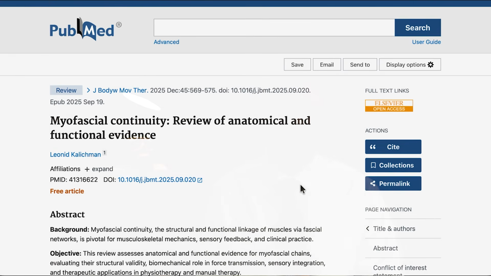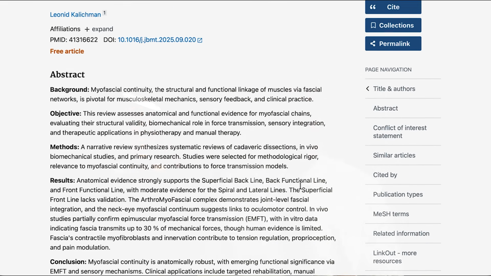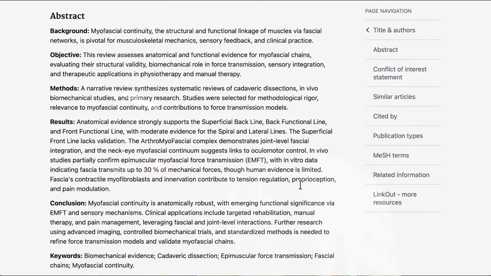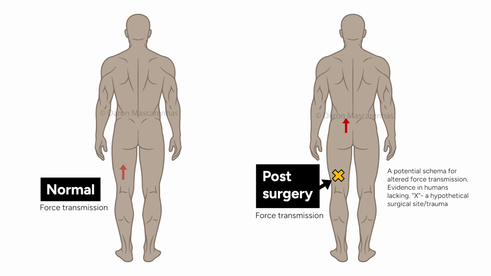For example, this paper discussed that the fascia might probably be involved in around 30% of biomechanical load transmission. Now, 30% is quite a huge number, because if we contextualize this within the process of surgery, we tend to start seeing a problem present itself.